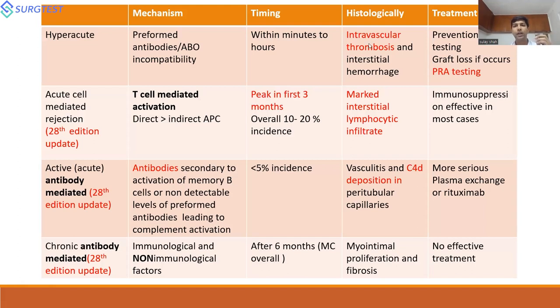C4D is the end pathway for any pathway which leads to complement activation. The complement activation classically happens in antibody mediated rejections. So both hyperacute and acute antibody are antibody mediated. However, the timing is different, and because hyperacute is so fast and so severe, you can't see the C4D staining per se, even though it is seen, but the diagnostic criteria is mentioned in acute antibody mediated and not hyperacute. Hyperacute has thrombosis, antibody mediated acute rejections have C4D staining specifically. Is it clear?